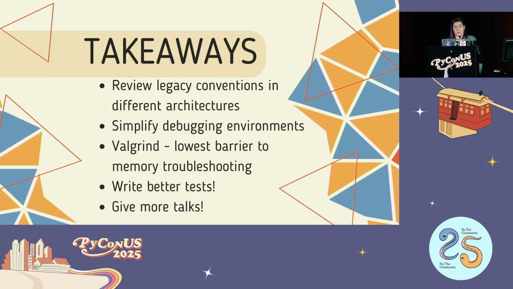So the takeaways from working on this project: when you're working with legacy code, you should review some of the conventions for different architectures, because it might lead to some interesting results. You should simplify your debugging environment as much as possible. I found Valgrind was the lowest barrier to memory troubleshooting. I probably could have written better tests and flagged some of this earlier on, but that was a lesson learned.